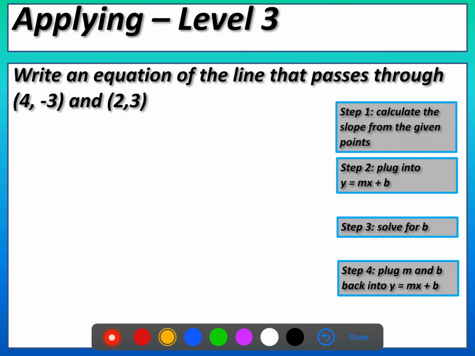Our third level now, we're being given two ordered pairs.